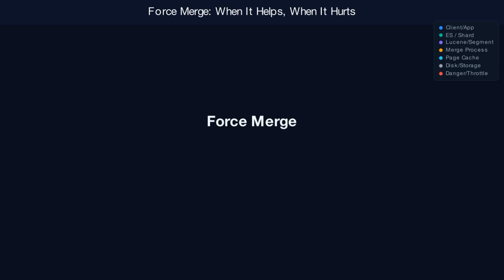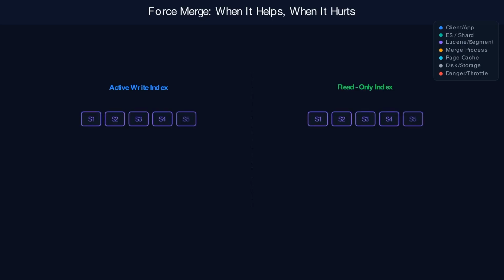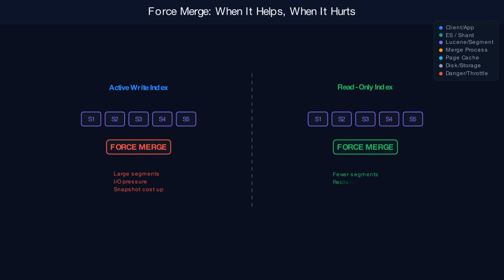Now the famous API, force merge. Force merge can reduce segment count and reclaim deleted space. But it is not a general performance button. For actively written indices, force merge is usually a bad idea. It can create very large segments that increase I/O pressure and reduce incremental snapshot efficiency.